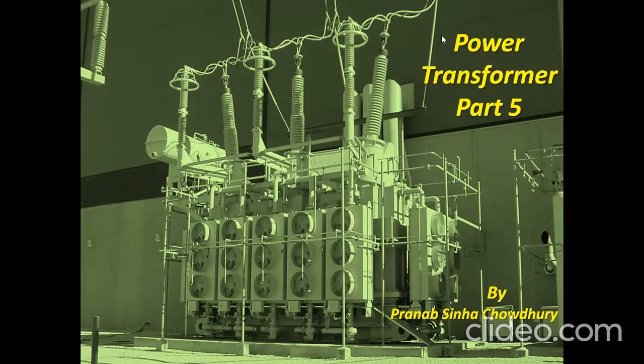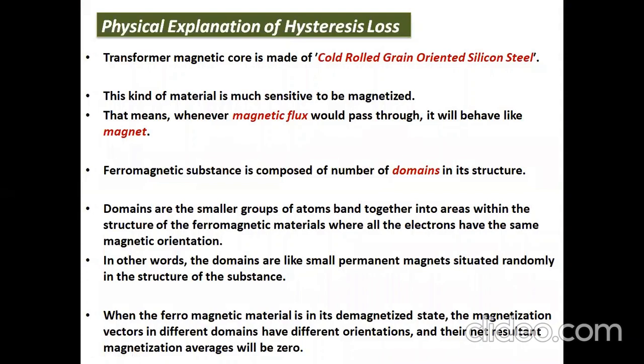Let's start with the physical explanation of hysteresis laws. Transformer magnetic core is made of cold rolled grain oriented silicon steel, that is CRGO material. This kind of material is very sensitive to being magnetized. That means whenever magnetic flux passes through it, it will behave like a magnet.